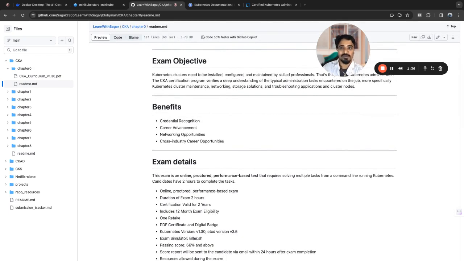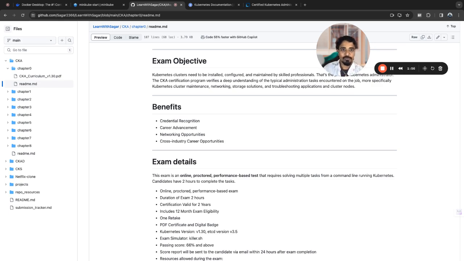What is the benefit of taking this very costly exam? The exam cost is $395. You get discounts from time to time. So today they also have a discount of 35%, and I also share the exam discounts from time to time.